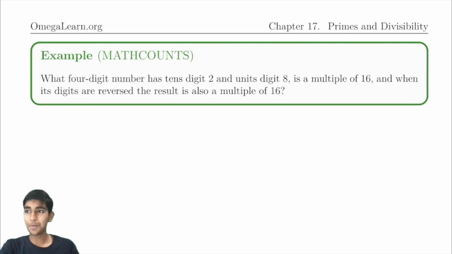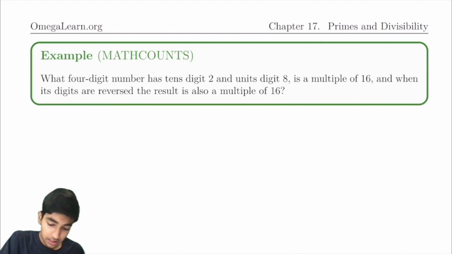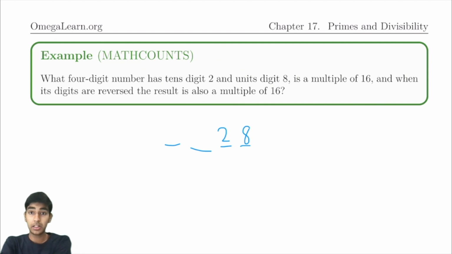Cool. So this is kind of an interesting condition, isn't it? It has tens digit 2, units digit 8, and it's a 4-digit number. It's divisible by 16, right? It's a multiple of 16. But we also have that when its digits are reversed, the result is a multiple of 16.